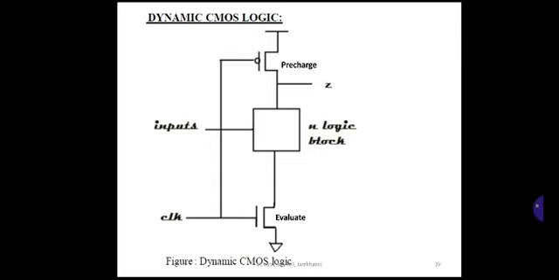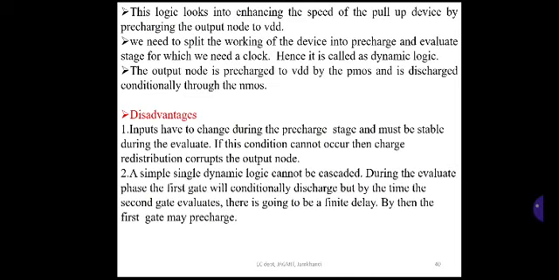In this logic structure, the clock is utilized in a much different way. As you can see here, the clock is connected to the precharge and evaluate transistors. This logic looks into enhancing the speed of the pull-up device by precharging the output node to VDD. So we need to split the working of the device into precharge and evaluate stages, for which we need a clock. Hence it is called dynamic logic.